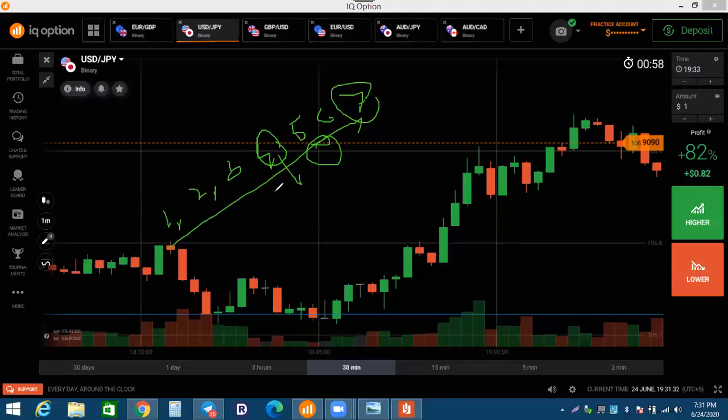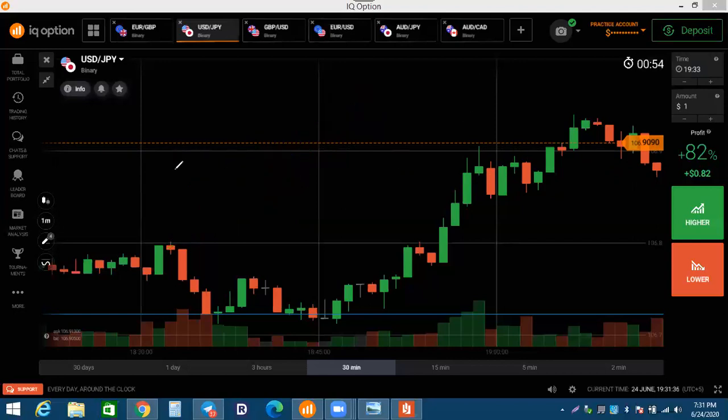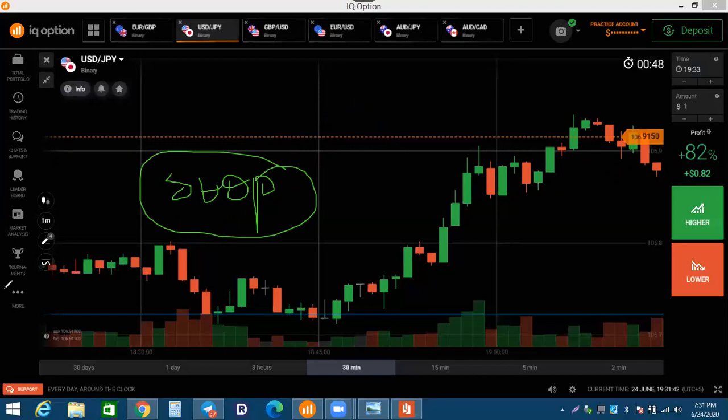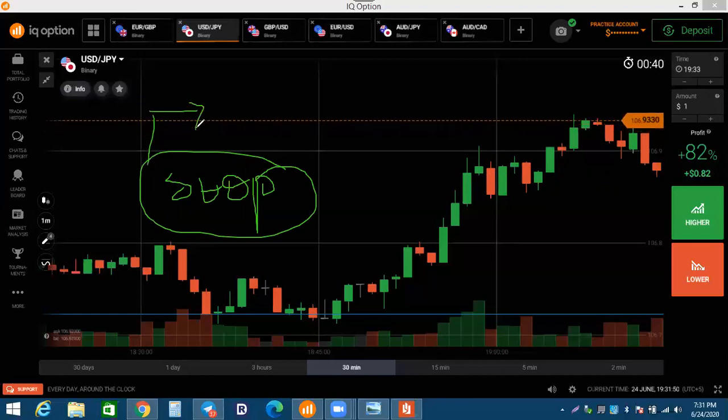A money management system gives you two benefits. One, it stops you when you are not performing very well, and it gives you confidence when you are doing well. So apply the money management system.